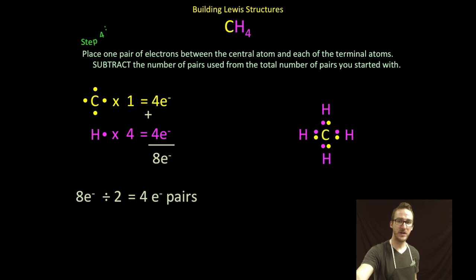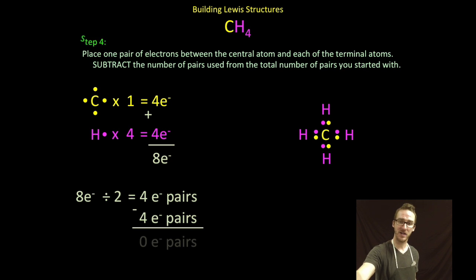We're going to subtract the number of pairs used to do that. In this case, it took me 4 pairs to connect all of my terminal hydrogen atoms to my central carbon. I don't have any pairs left.